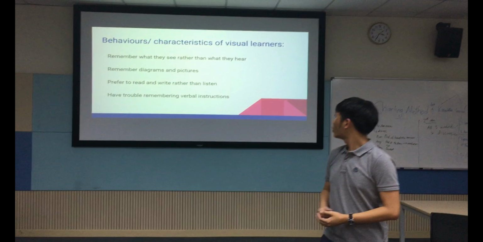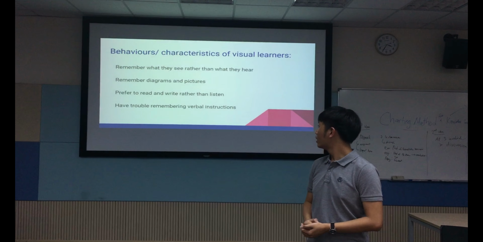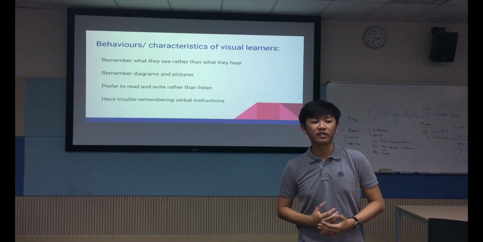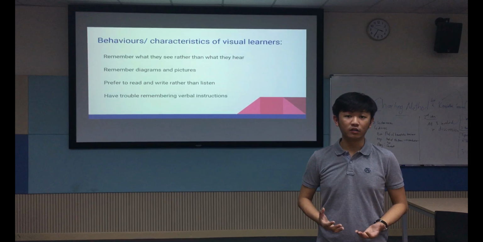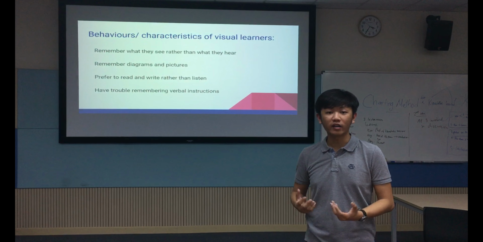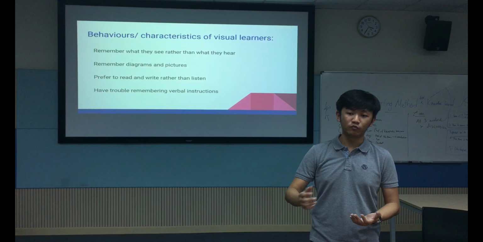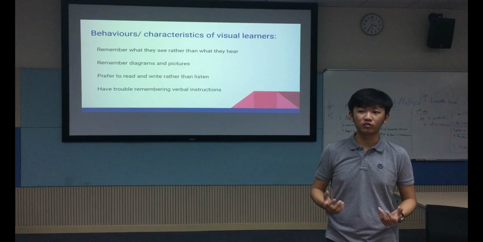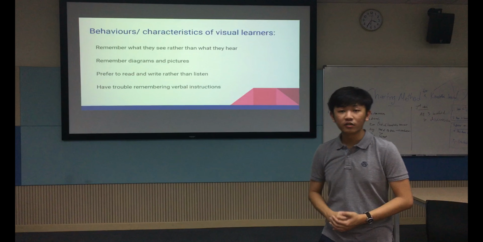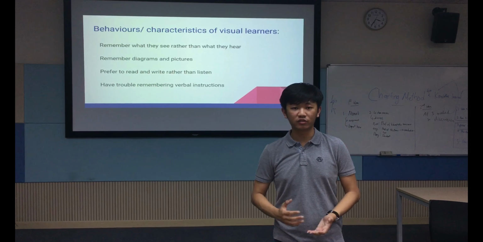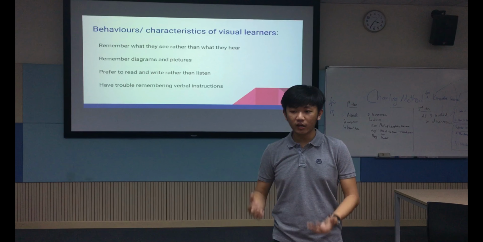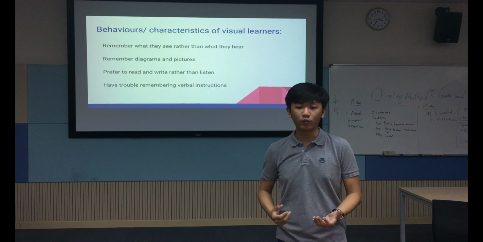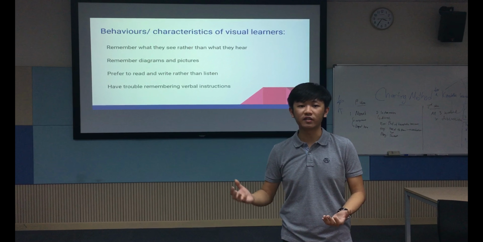Okay, so let us see how a visual learner behaves. Firstly, they remember what they see rather than what they hear. For example, if you want a visual learner to visualize what is happening, you will let them draw a diagram, or help them draw a diagram, to let them understand the situation and what is going on in the problem. Secondly, they remember diagrams and pictures efficiently. So looking at diagrams and pictures helps them remember what they are learning.